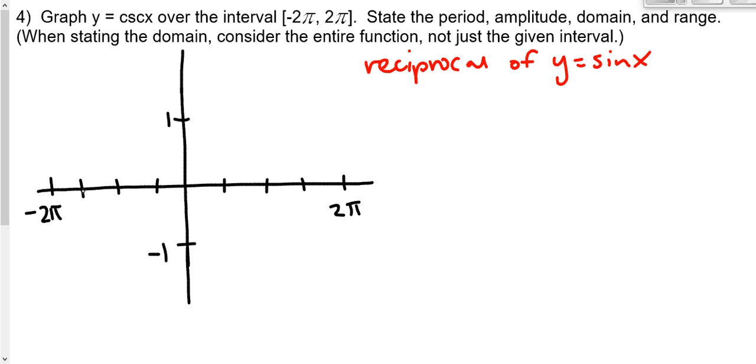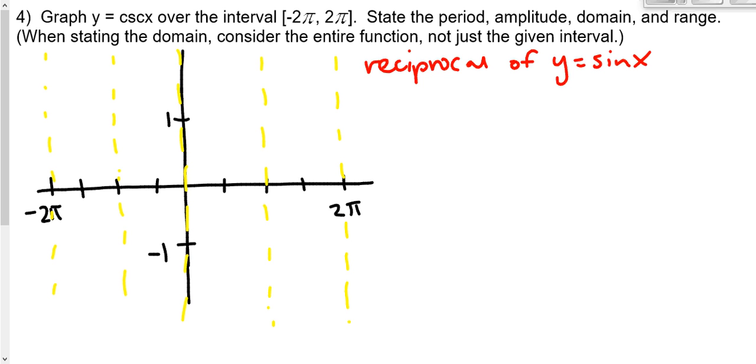Okay, the sine graph goes through 0, 0. That means the cosecant graph is undefined there. So vertical asymptote everywhere that sine is 0. So you would have vertical asymptotes at 0, at pi, at 2 pi, at negative pi, at negative 2 pi, and so on and so forth.